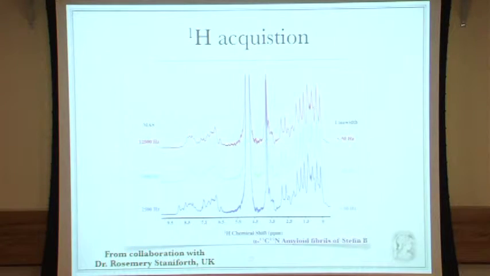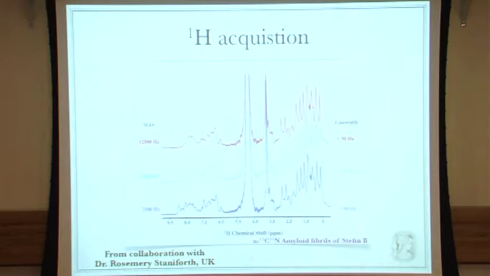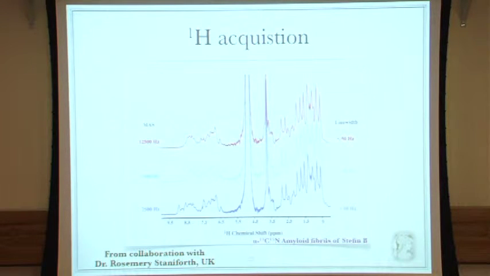And in this case, we have several spin speeds, like 250 kilohertz, 6,000 hertz, 12.5 kilohertz. And you're observing sharp lines. The line width is comparable to solution. This means that this flexible part in these fibrils is really, really flexible. So this prompted us to start to use some sequences that people use for solution.